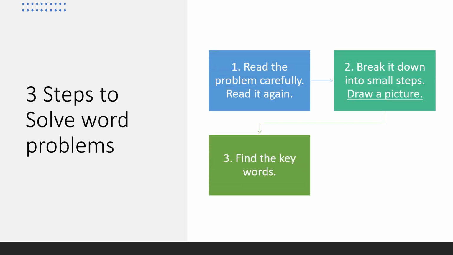What are the three steps to solve word problems? First, we read the problem carefully and we read it again. Number two, we break down the problem into small steps. We draw a picture. We try to visualize the problem. Number three, we find the keywords. Today, we are going to look mainly at finding the keywords.